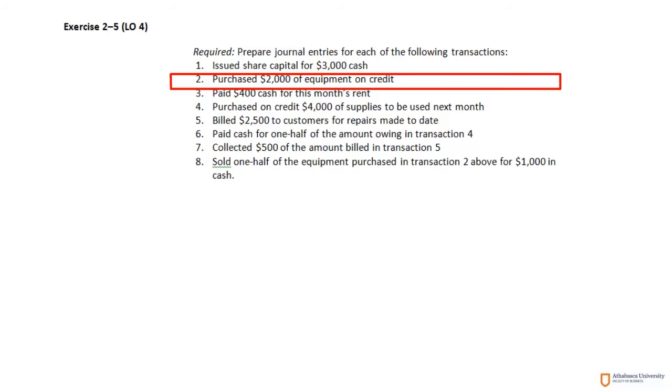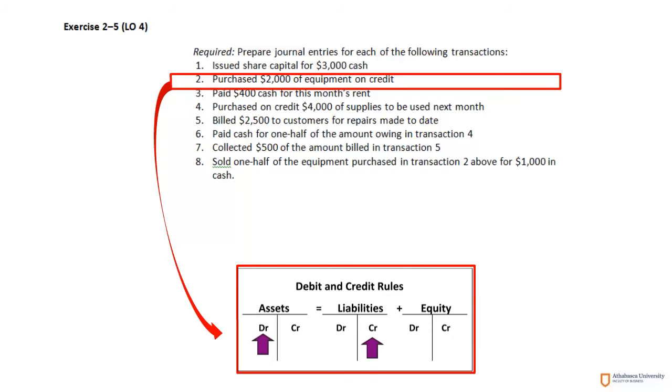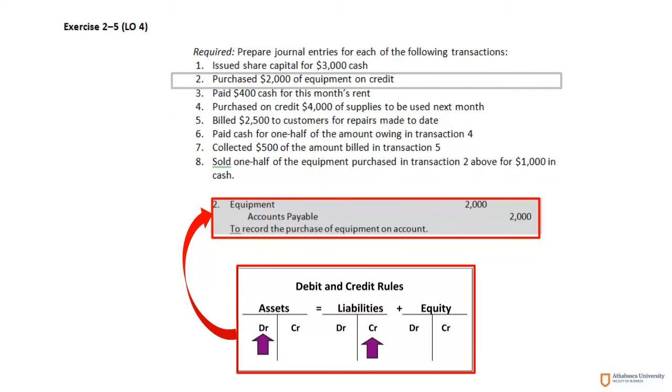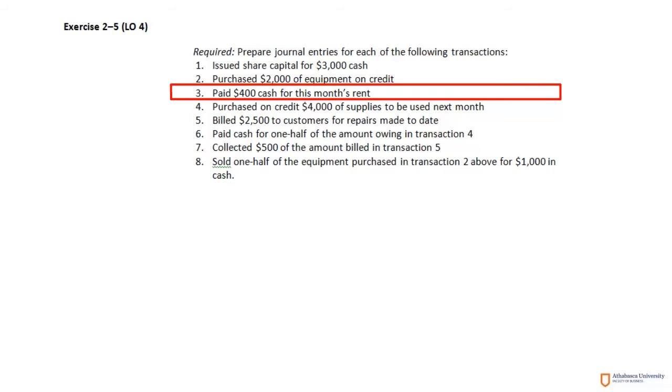In number 2, $2,000 worth of equipment was purchased on credit. Equipment, an asset, is increasing, and a liability is increasing since the equipment was purchased on credit and not for cash. So equipment is debited and accounts payable credited.